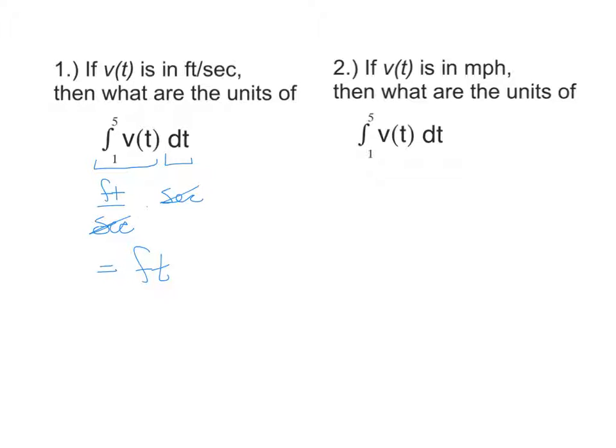And similarly, let's say that v of t now is measured in miles per hour. That means that this part is going to be in miles per hour. And this part of the integral, the dt, will be with respect to time, and time is measured in hours. So again, this will simplify to being in miles. So the integral of velocity is going to be distance.